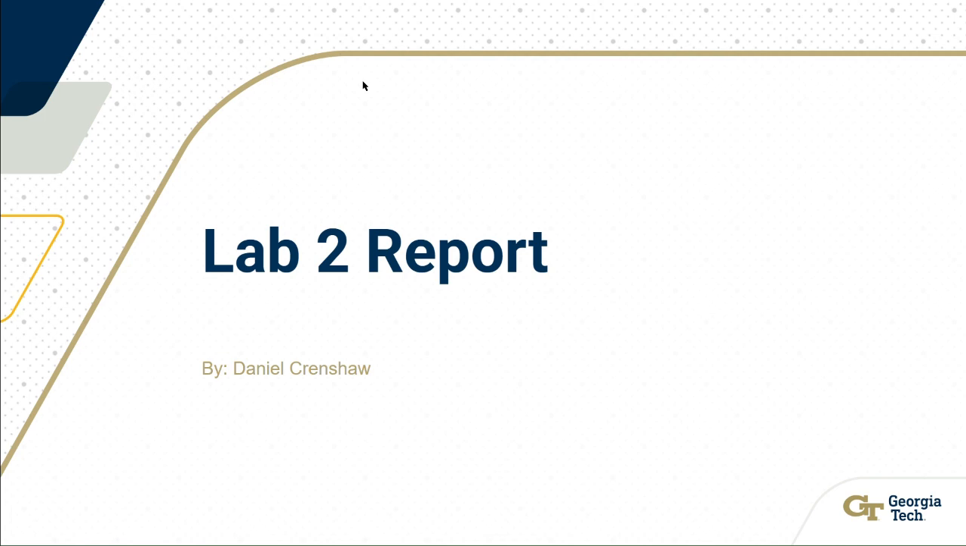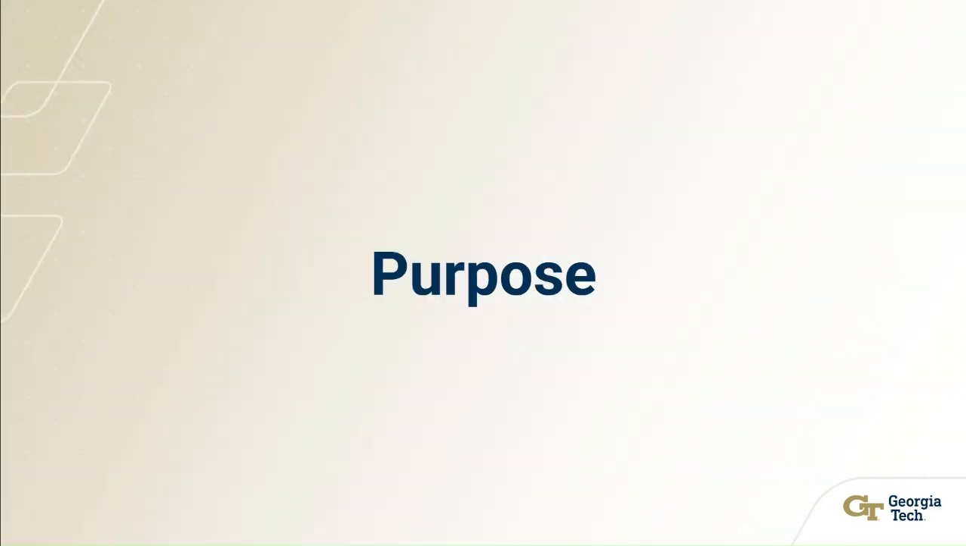My name is Daniel Crenshaw, and this is my Lab 3 report. The purpose of this lab was to find the mass of a black hole by analyzing a star's orbit around the black hole. We were also supposed to determine or manipulate a spaceship's initial speed so that it would properly orbit around a moon and a planet.